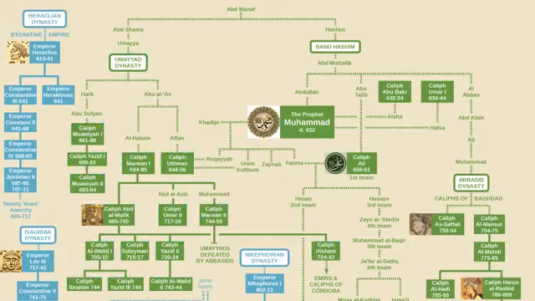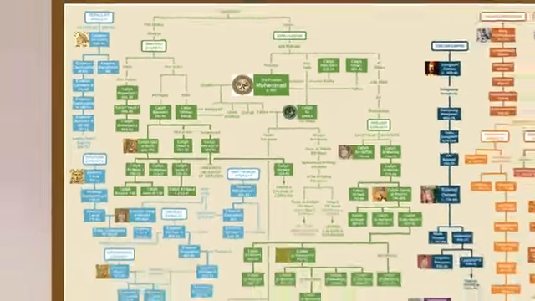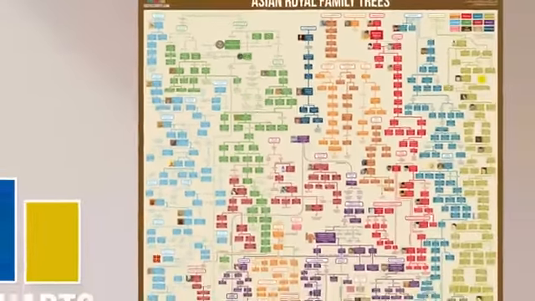Then in 750, after another civil war, the title of caliph passed to a new family, the Abbasids, who were descendants of Muhammad's uncle Al-Abbas, and hence members of the Banu Hashim clan. Under the Abbasids, Islam experienced a golden age. So that was a look at the family tree of Prophet Muhammad.